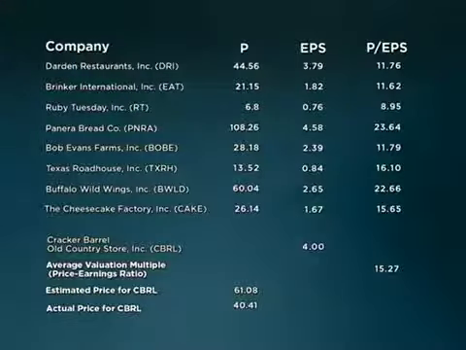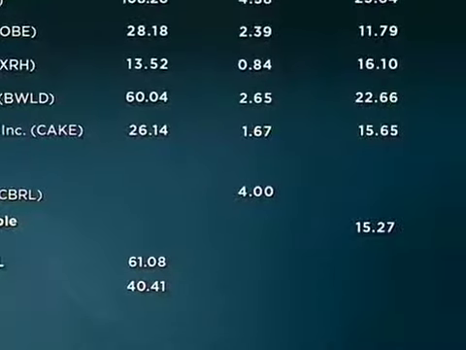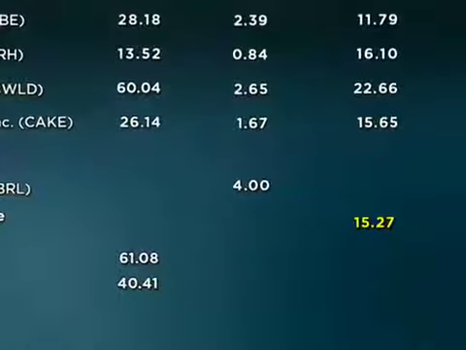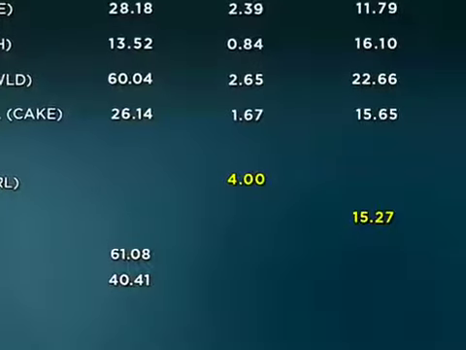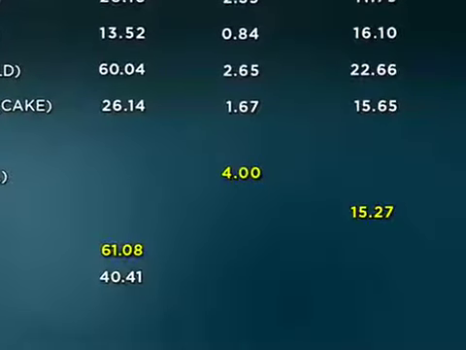For example, here's the PE analysis for Cracker Barrel. On the table, you can see that I've separated Cracker Barrel out from the list of comparable firms and added the Cheesecake Factory to it. I calculate an average PE ratio for the 8 companies, which is 15.27, and then multiply this by Cracker Barrel's earnings per share of $4. This gives an estimated price of $61.08.